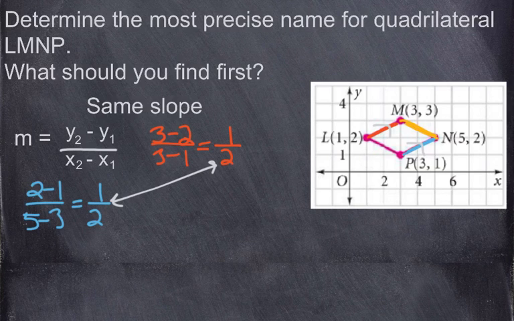So let's look at this one first. We'll do this one in yellow, MN. So, y value of M minus the y value of N over x value of M minus x value of N. So that gives us 1 over negative 2. So we have negative 1/2.